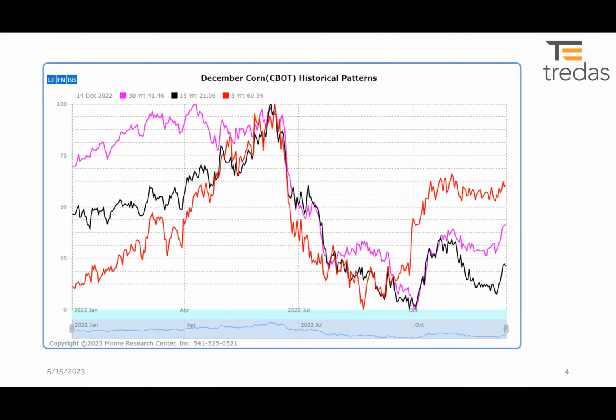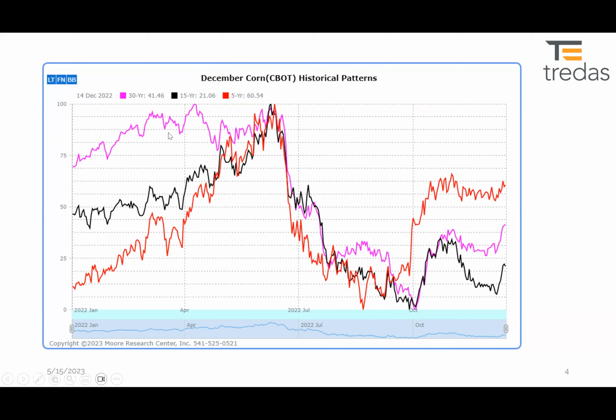So here would be a December corn futures chart for the last 30 years. More research puts this out. You can see in red, 5-year, 15 and 30-year patterns. January being the beginning of the year, December being at the end, 0 being contract low and 100 being contract high. So they index it on contract low versus high, which is nice. What's nice about that is you don't have $2 corn and $8 corn on the same chart. You have where that crop's contract low and contract high was put in on the chart.